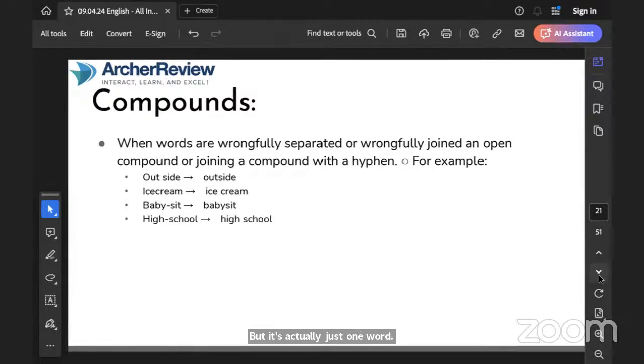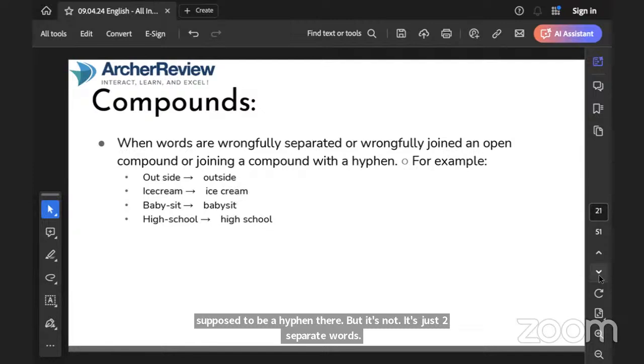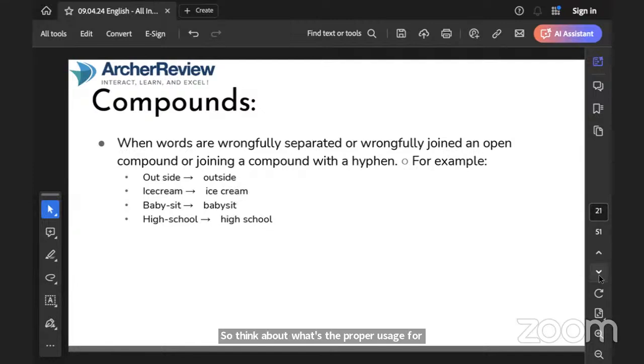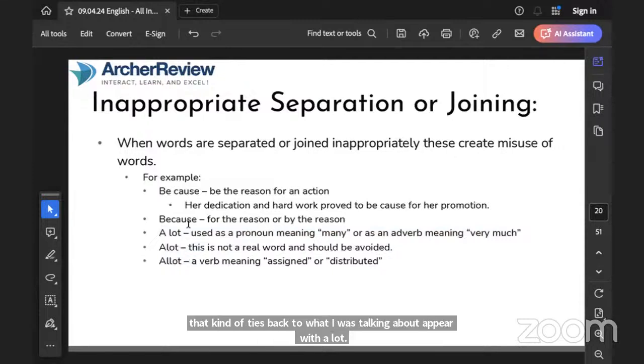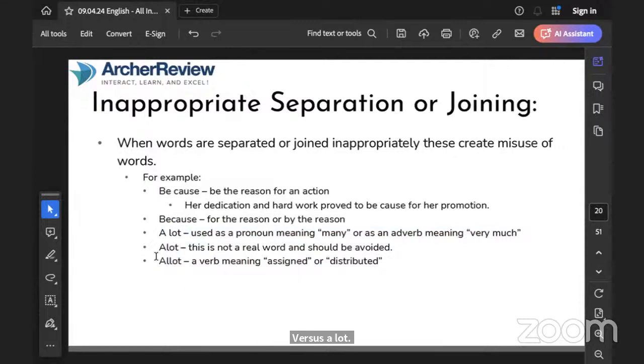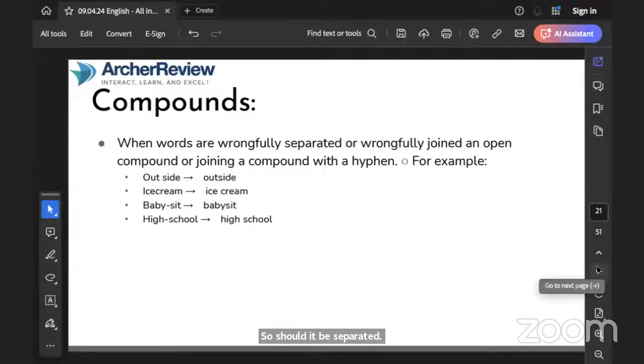And then same thing with high school. I've seen where students think that there's actually supposed to be a hyphen there, but it's not. It's just two separate words. So think about what's the proper usage for hyphens. When should words be together? When should they not be together? And that kind of ties back to what I was talking about up here with a lot versus a lot. So should it be separated or should it be together? And you have to always think about, okay, what context am I trying to use it in?